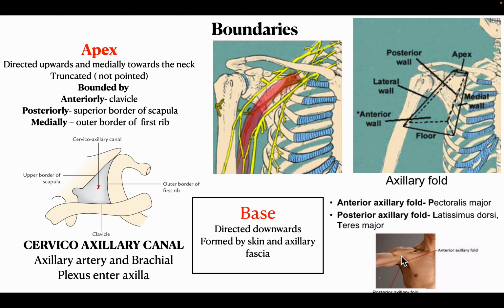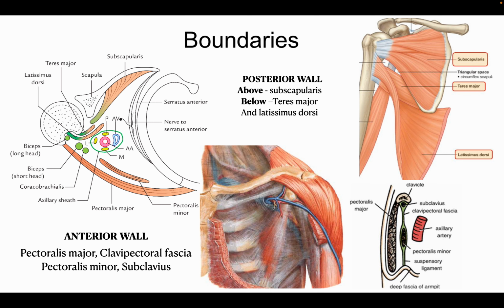Similarly, we have to know about the two folds which are present near the axilla, known as the anterior axillary fold and the posterior axillary fold. The anterior axillary fold is formed by the pectoralis major muscle and the posterior axillary fold is formed by latissimus dorsi and teres major muscles. This is known as a horizontal section of the right side of the axilla.